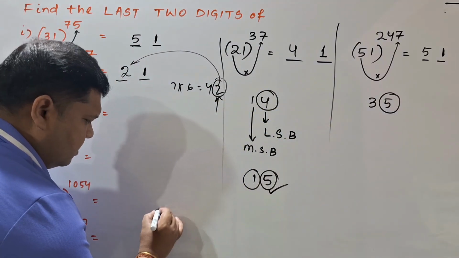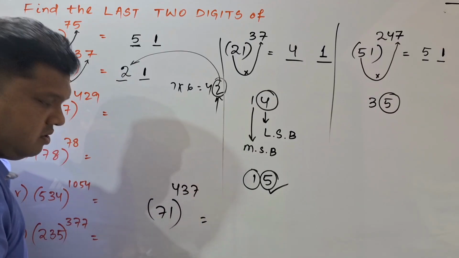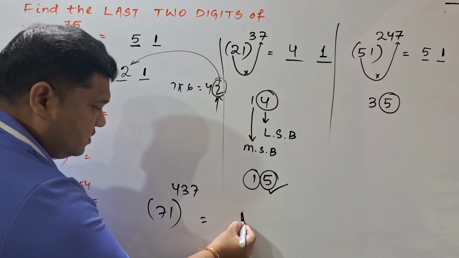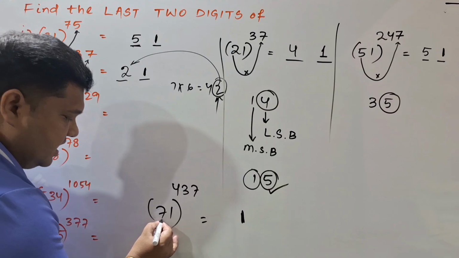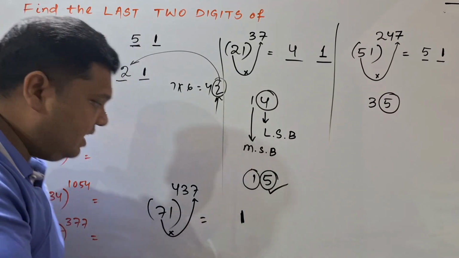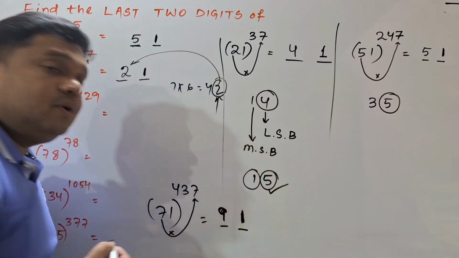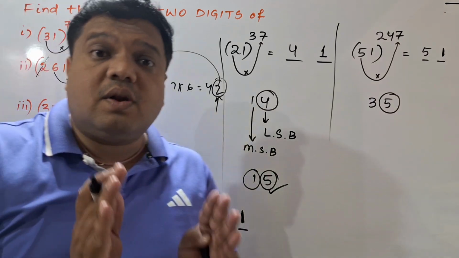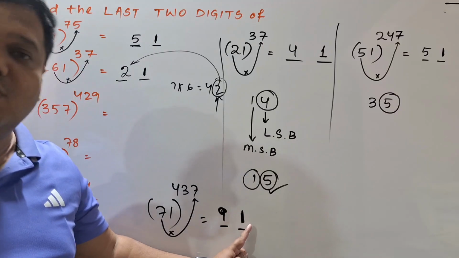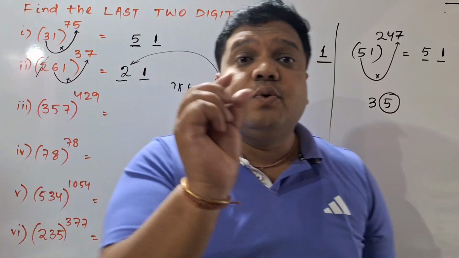Any random question, 71 to the power 437. What do you have to do? The base ends in 1, so the unit place is 1. Then you have to multiply 7 with 7. 7 into 7 is what? 49, so you write a 9 here. The answer for this question is 91. We only concentrate on the last two digits. This is 9, this is 1. So if the base ends in 1, the unit place is 1.